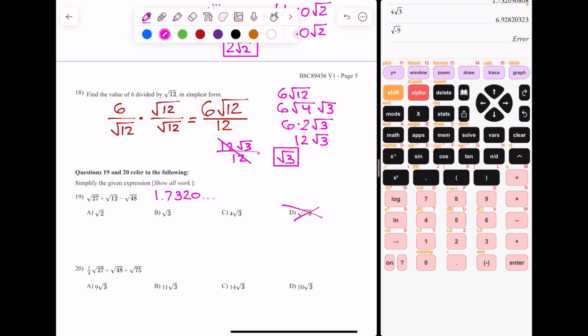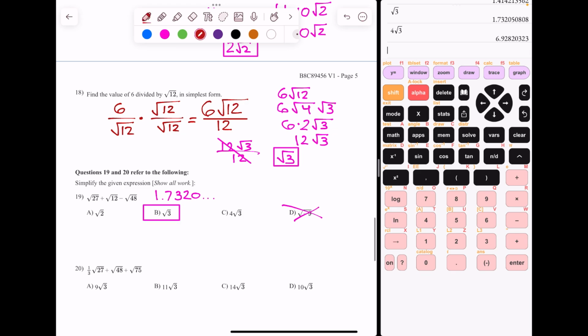Let me see what is the problem here. Radical 27 plus radical 12 minus square root of 48. 1.73. Okay, let me type in all the answer choices again. First one, let me type in the second one, and let me type in the third one. Oh, the second one works. That was my mistake. The second one works. Okay, perfect. Let's look at number 20.